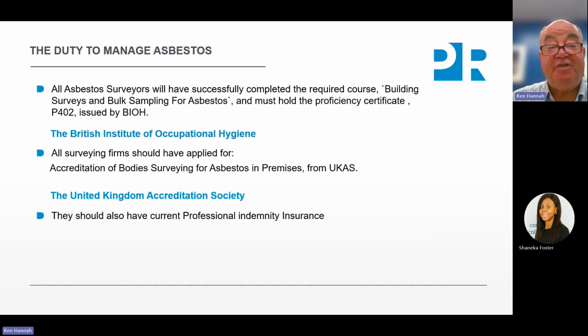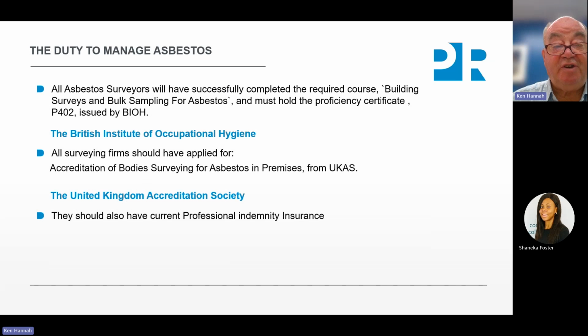All asbestos surveyors will have successfully completed the required course, building surveys and bulk sampling for asbestos, and must hold the proficiency certificate. So again, be wary of unscrupulous people who claim to be. They have to have the P402 issued by the British Institute of Occupational Hygiene.